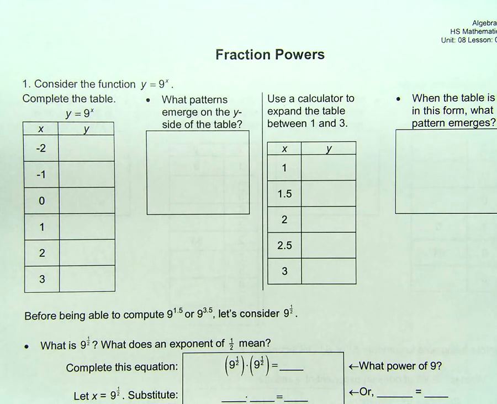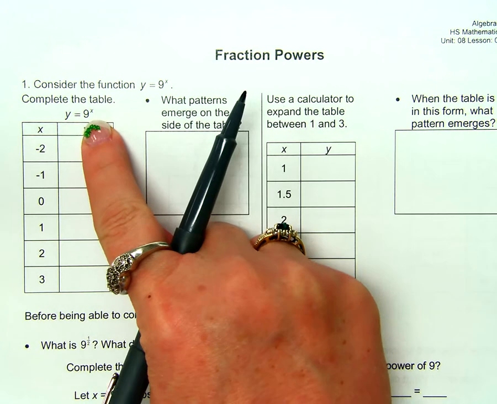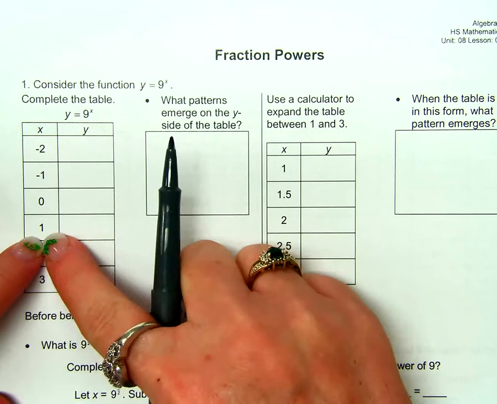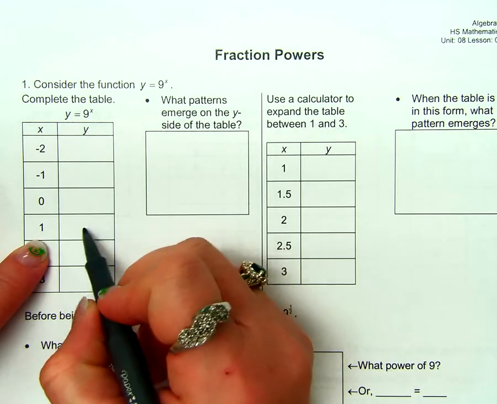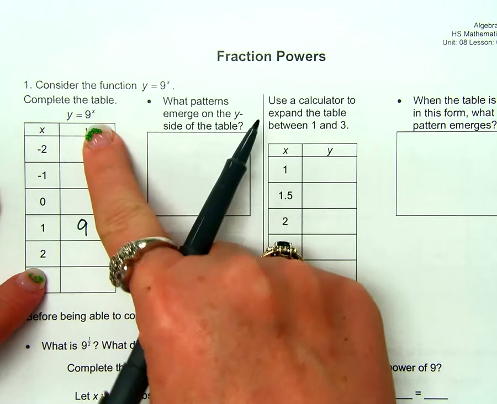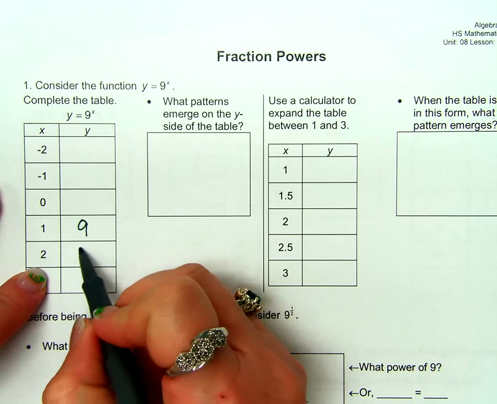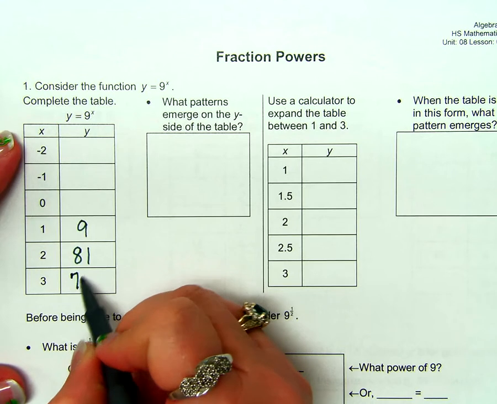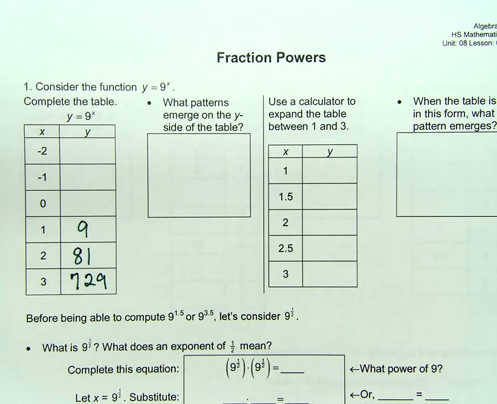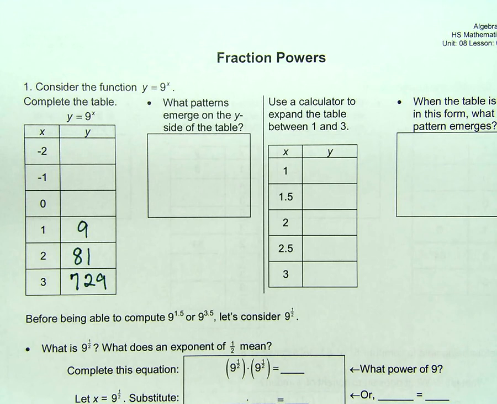Okay? So probably the first one that you're very confident with is 9 to the first power. Right? What is 9 to the first power? 9. What is 9 to the second power? 81. Could you figure out 9 to the third power? Maybe not pretty easy. 729. Okay? 729. It's okay.